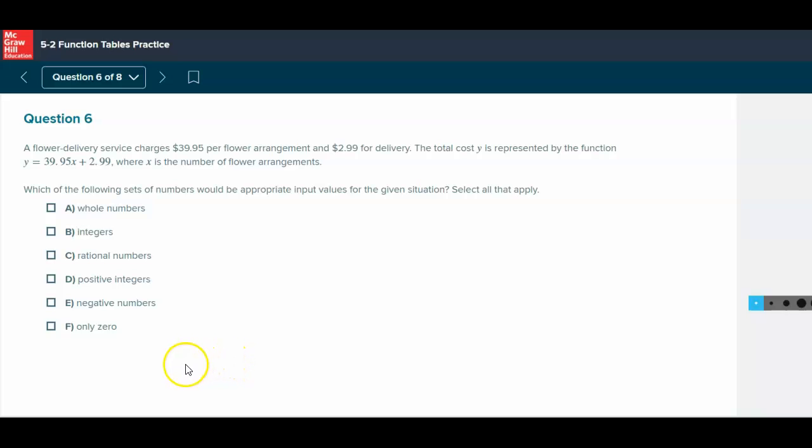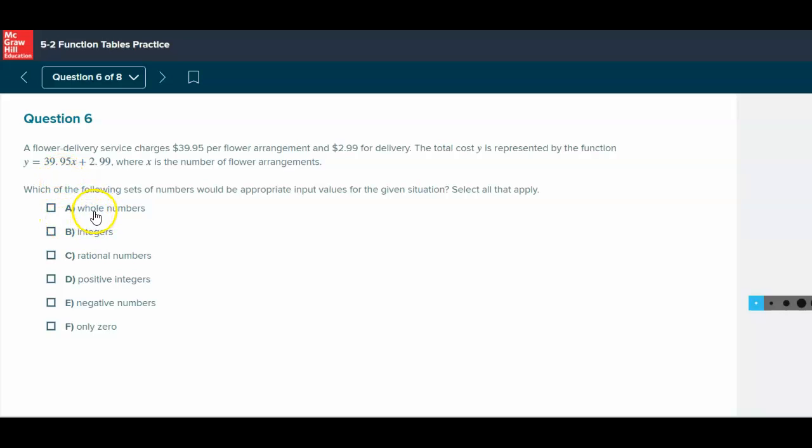Question number 6. A flower delivery service charges $39.95 per flower arrangement and $2.99 for delivery. The total cost, y, is represented by the function y equals 39.95x plus $2.99, where x is the number of flower arrangements. That makes sense because they charge $39.95 per arrangement, okay? And so you would multiply the number of arrangements times $39.95 and then add $2.99 for delivery. Which sets of numbers would be appropriate input values for this situation?